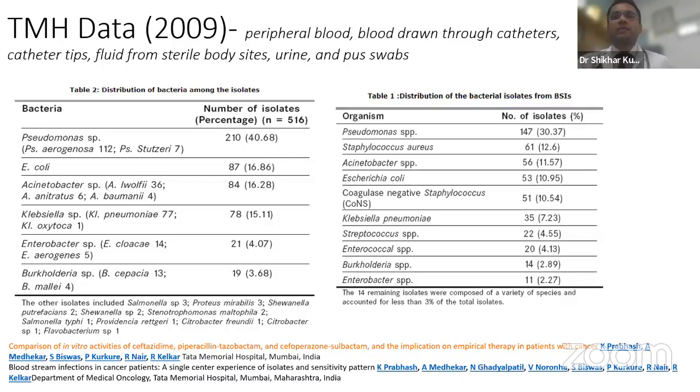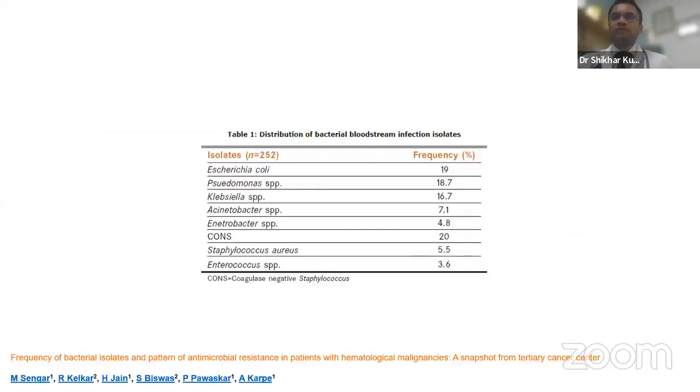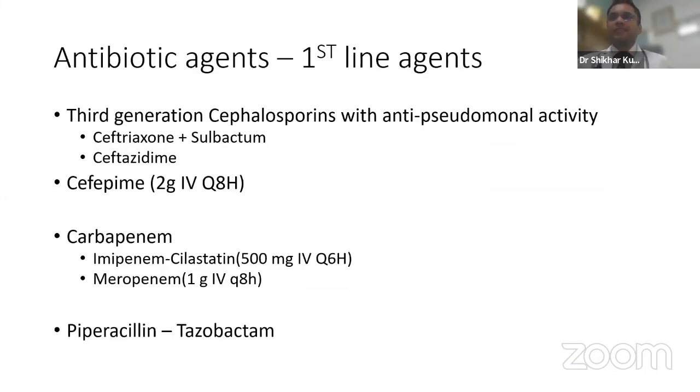How do we choose which one is the correct agent? There have been several trials that have been conducted. They have compared meropenem versus ceftazidime. They have compared imipenem and cefepime. They have compared Tazocin with cefepime. But more or less, all the first line agents are equally efficacious. And the IDSA guidelines usually recommend empirically starting with monotherapy, with one agent which has good anti-pseudomonal coverage.